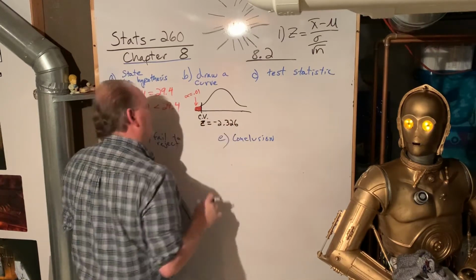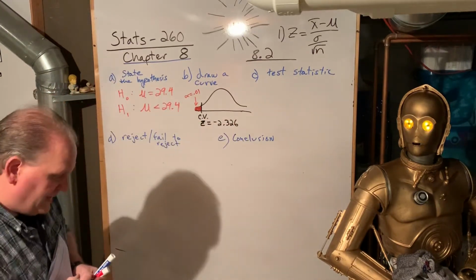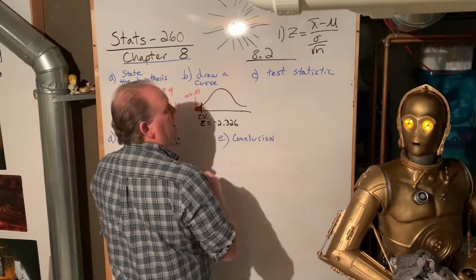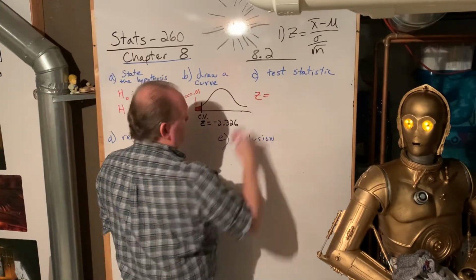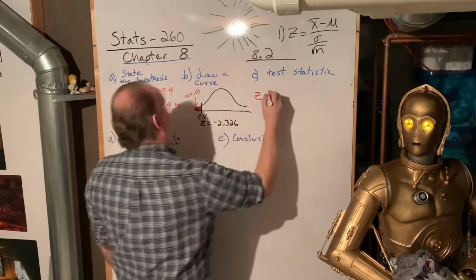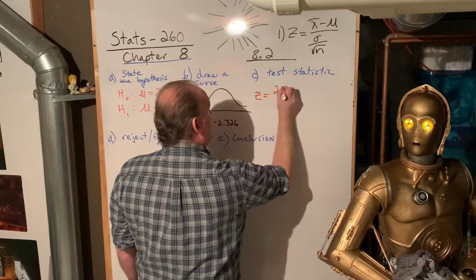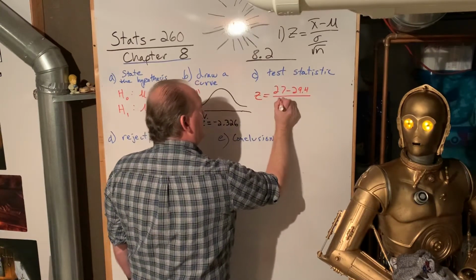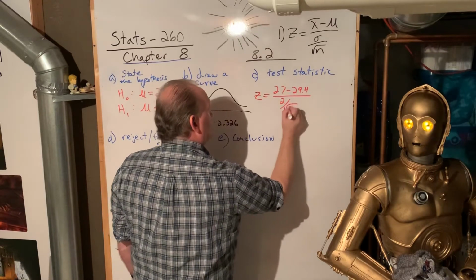All right, let's find our test statistic, Z. The suspense is killing me. Not really, I've got my work on my paper. So let's see. We've got 27 minus 29.4 divided by 2 divided by the square root of 30.